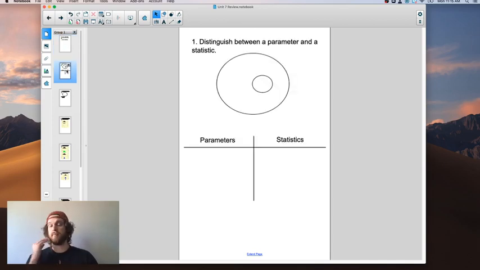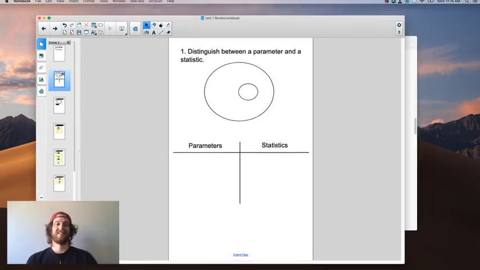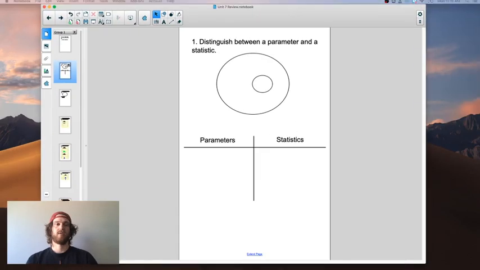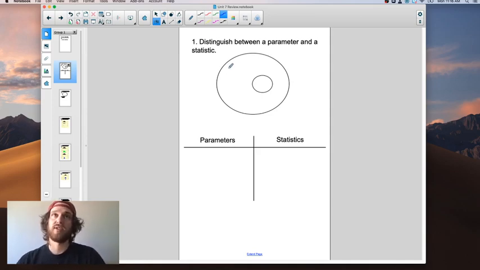First thing we got to cover is we need to be able to distinguish between what a parameter is and what a statistic is. So for us to do that, you need to know the difference between, you have essentially your entire population here. So this is the entire population from which we're sampling. Maybe it's all North Pole High School seniors. Maybe it's all registered voters, but you have your entire population that you're interested in.